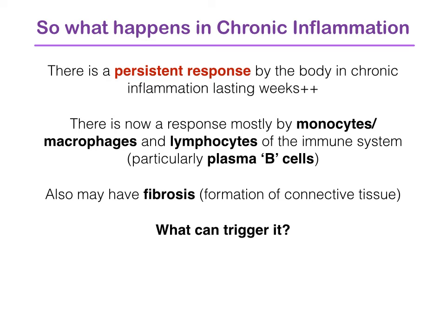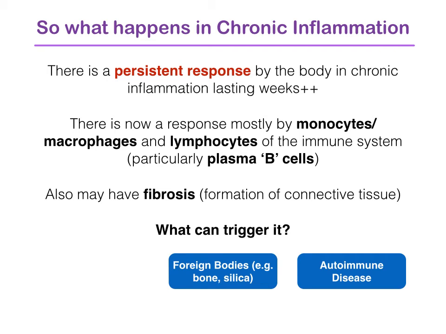So what can trigger it? Well, for some reason foreign bodies pops up first, and it's true foreign bodies can, and that's things like bone, even though it's not foreign to you, it is to the tissues that it falls in. Autoimmune disease, where there's persistent attack, so the key word here is persistence, and where there's a microorganism that just won't go away.